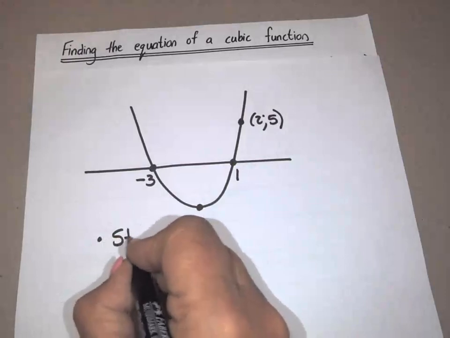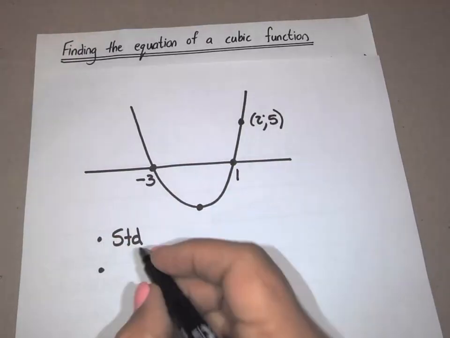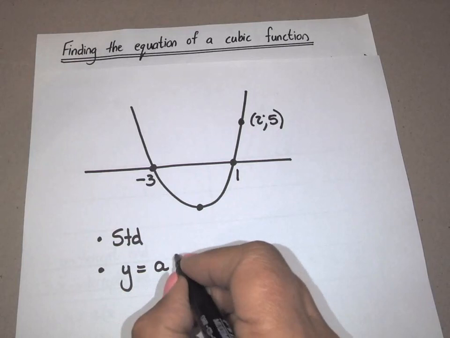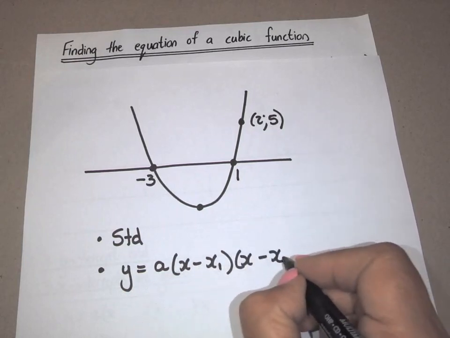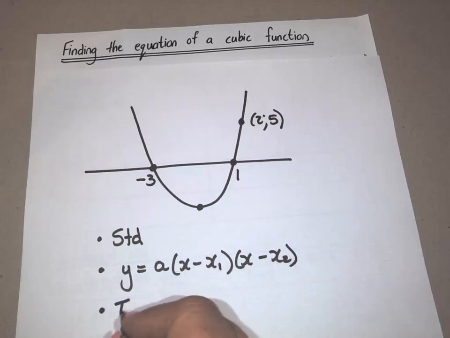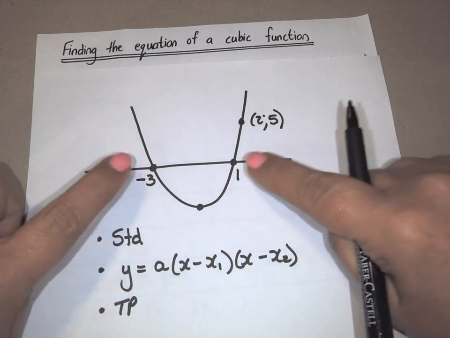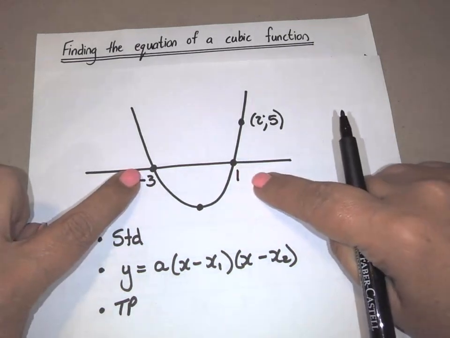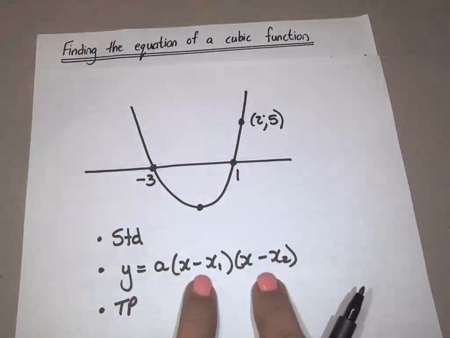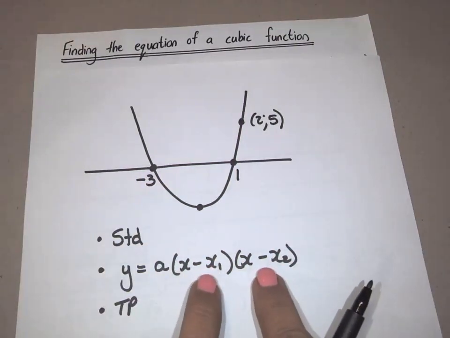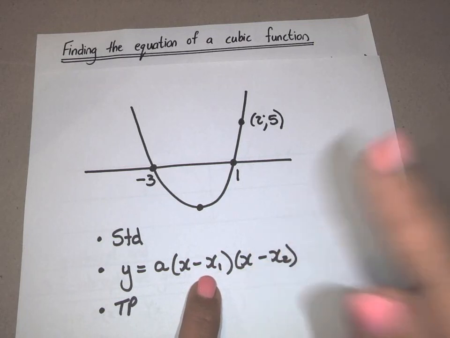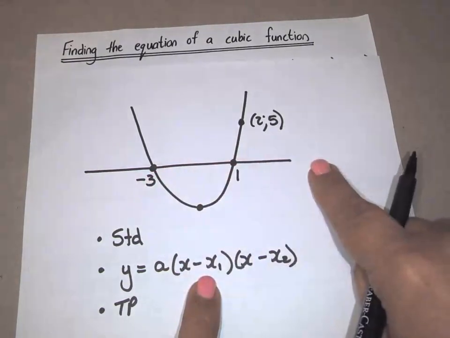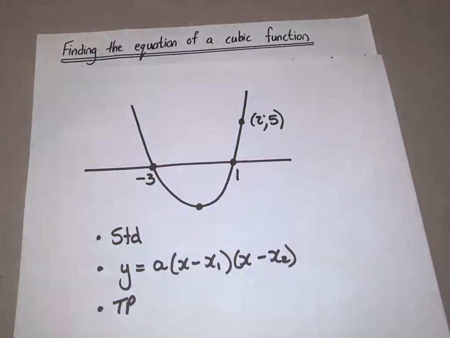Either the standard form, or y equals a times x minus x1, x minus x2, or with the turning point formula. When you have the two x-intercepts, we usually use this form. Now we're going to use this form as well for the cubic function because now we have three x-intercepts. Let's see how that works.